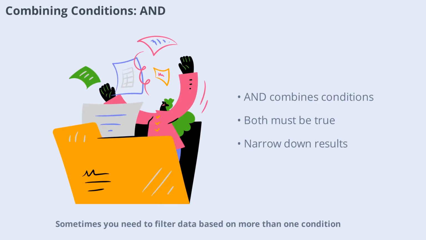Sometimes you need to filter data based on more than one condition. That's where AND comes in. With AND, both conditions must be true for a row to be included in your results. For example, you might want to see customers who are from the North region and have sales above $1,000. Using AND helps you get even more specific with your data selection.